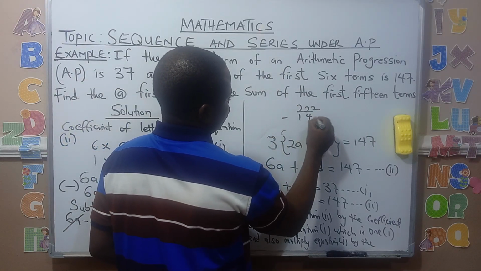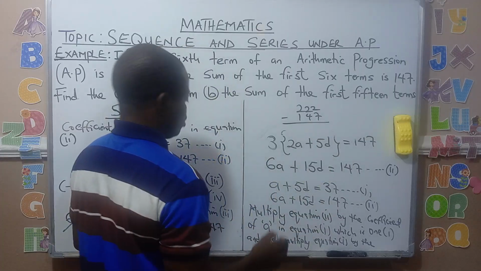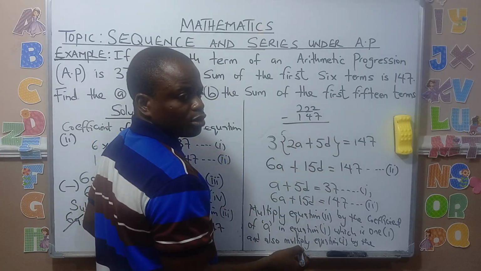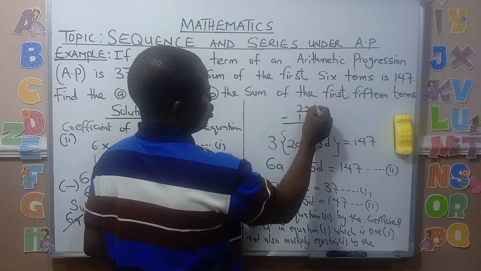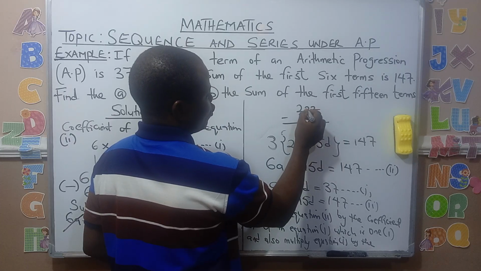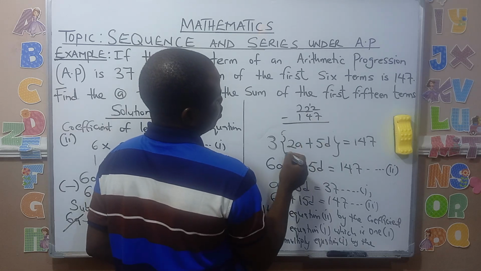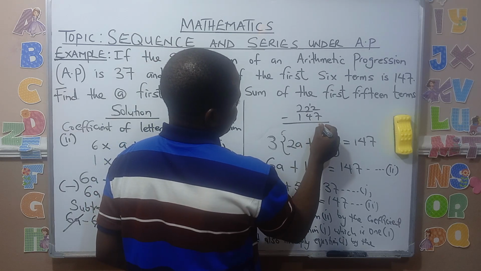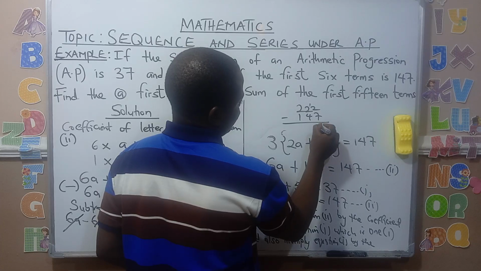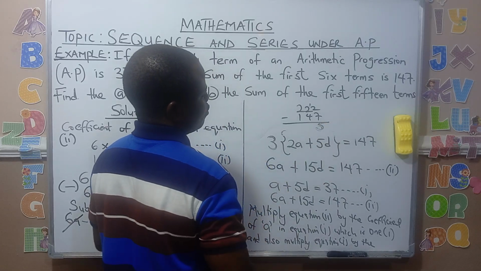222 minus 147. Remove 7 from 2 is impossible. Borrow 1 from 2, so the 2 becomes 12. 12 minus 7, that is 5.